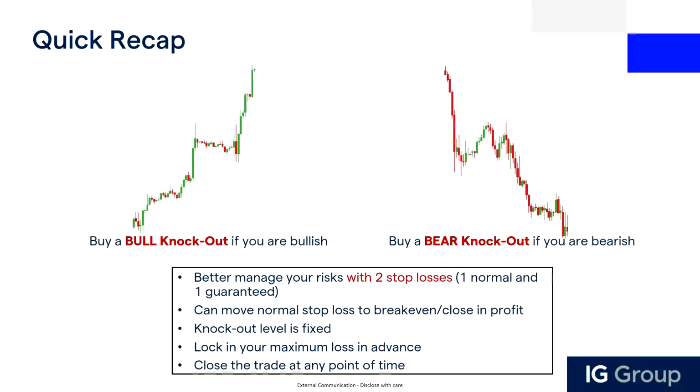With a normal stop loss, you are able to adjust or move it to break even or even close in profit, but the knockout level is fixed. And of course, what this means is that since the knockout level is fixed and this is your maximum loss, your entry and the knockout level, you're locking in your maximum loss in advance. So you're very clear that if I'm risking $200, then nothing can happen beyond this $200. If the next day the market gaps, I know that the maximum loss regardless is just $200.